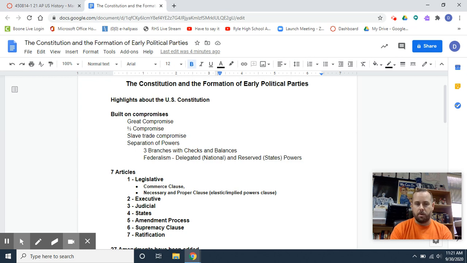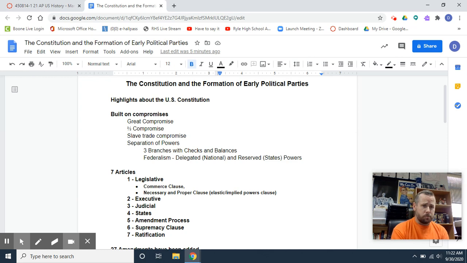Another area of compromise is this Enlightenment idea of separation of powers. Our Constitution has separation of powers all throughout it, both with the three branches, legislative, executive, judicial, and checks and balances, but also in the form of federalism, national power versus state power, and delegated versus things that are reserved to states.